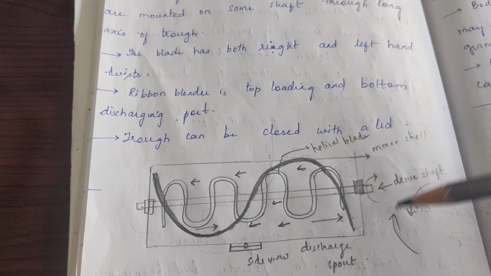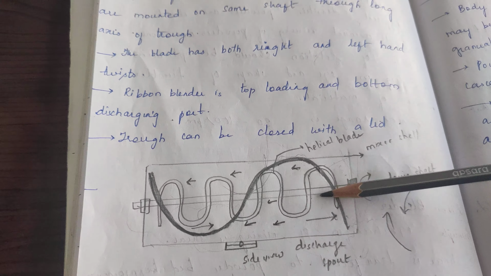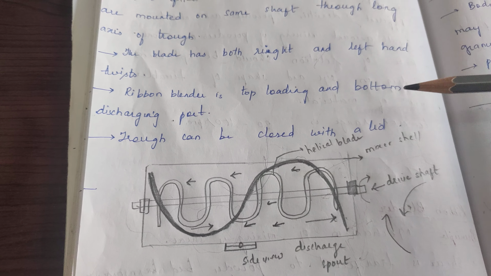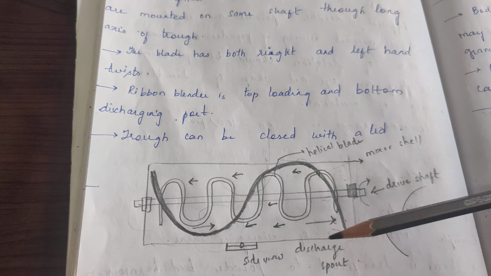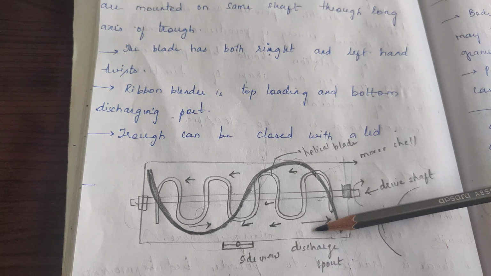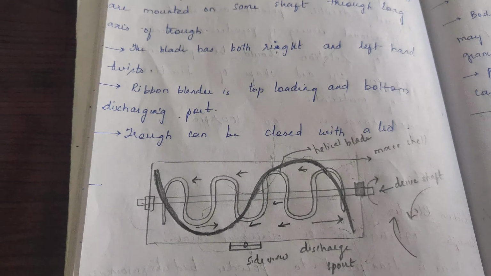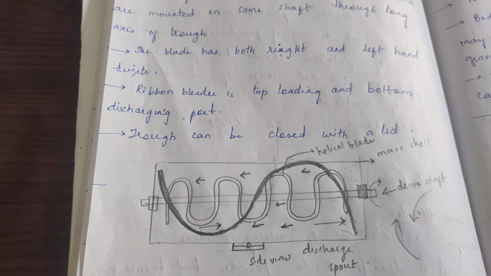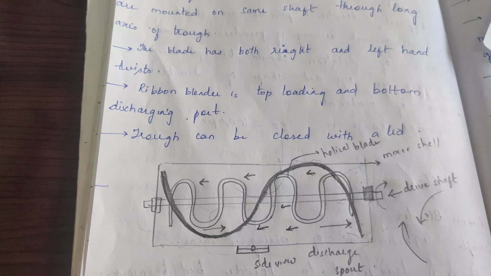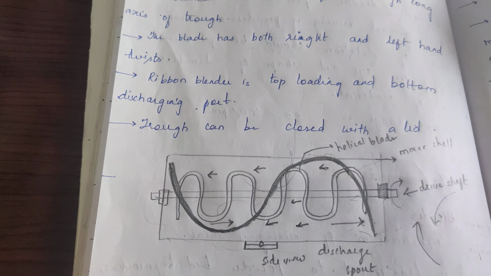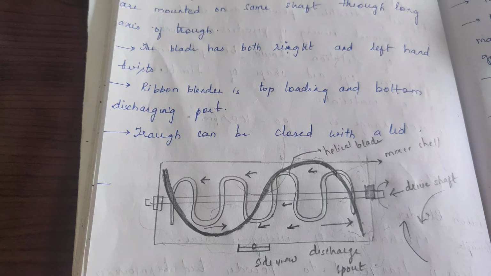Uses: it is used majorly for wet solid mass, and it is used for mixing finely divided solids. It is used for mixing solid and liquid mixtures, and solid and solid mixtures. The advantages are that high shear can be applied. High shear or high pressure can be applied for mixing.